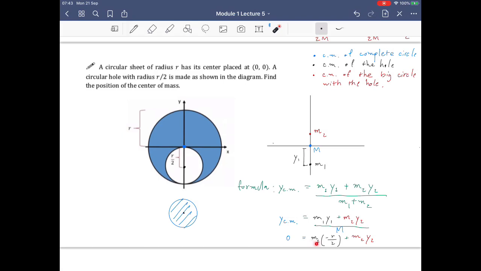So what we are going to do next is to find what m1 and m2 are. Let me try to show that here. How can we find m1 and m2? We will need to use that trick again that we used in the last question, which is the concept of density. Density is defined as mass over something.